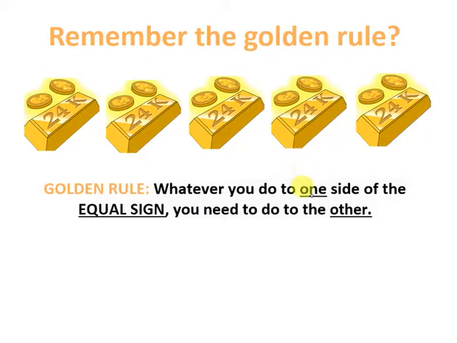So the golden rule is whatever you're going to do to one side of the equal sign, you need to go ahead and do to the other side of the equal sign. So if you subtract from one side of the equal sign, you need to subtract from the other side of the equal sign. If you divide from one side of the equal sign, you need to divide from the other side of the equal sign. You need to be fair to all parties involved.